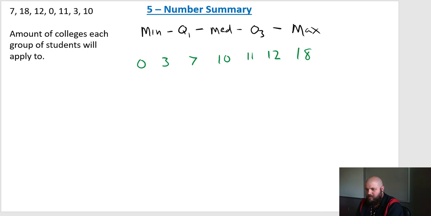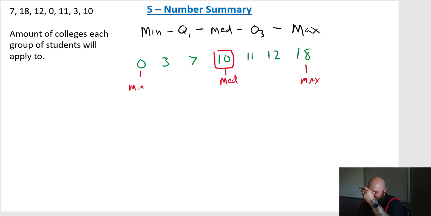And with that, it makes it pretty easy to find our median, as well as our min and our max. So our min, of course, is going to be 0. So we have our min. And our max, of course, is going to be 18. Our median, in this case, since we have 7 numbers, will be our 4th number. So our 4th number is 10. So that is our median.